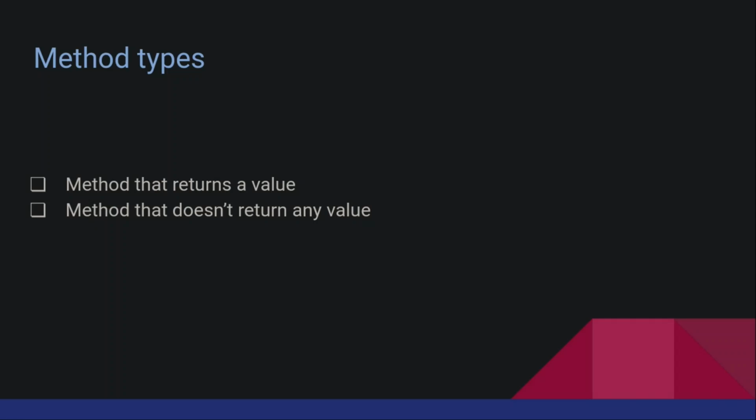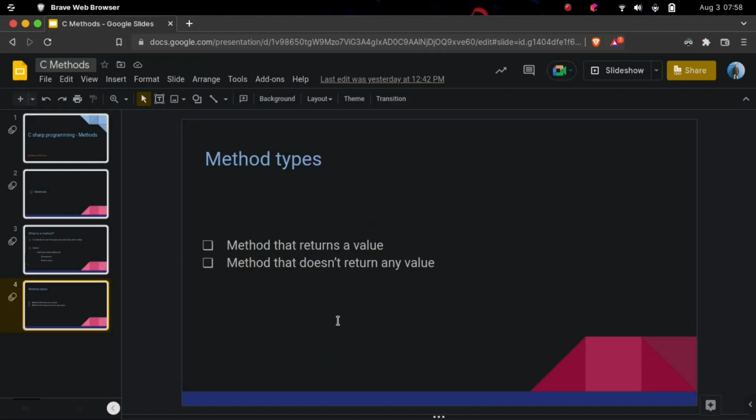If it doesn't return any value, what keyword do you use on the data type section? You use void. That's you telling the compiler that this method does not return any value, right? Mostly you use that for methods that are just for displaying information, and that's it.